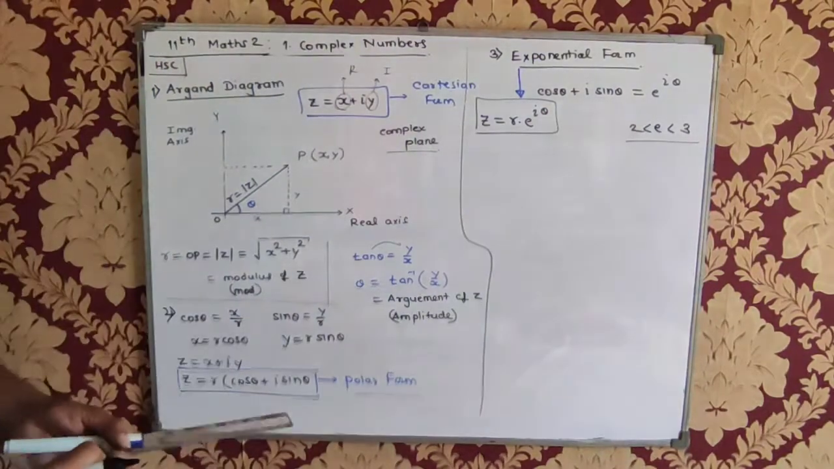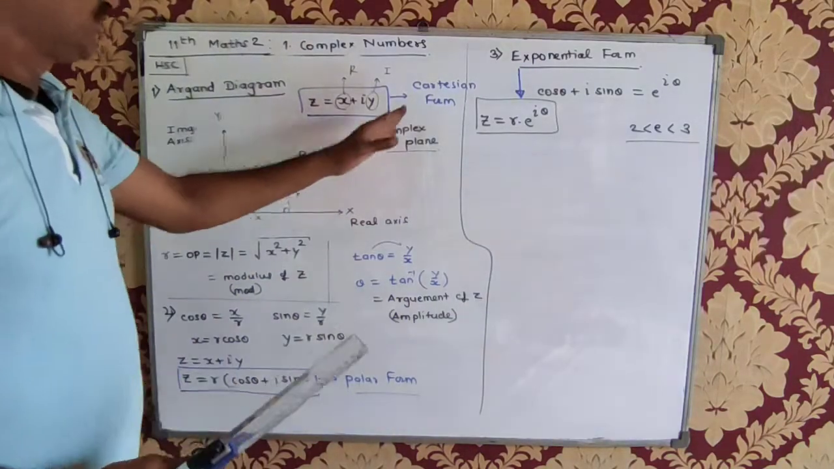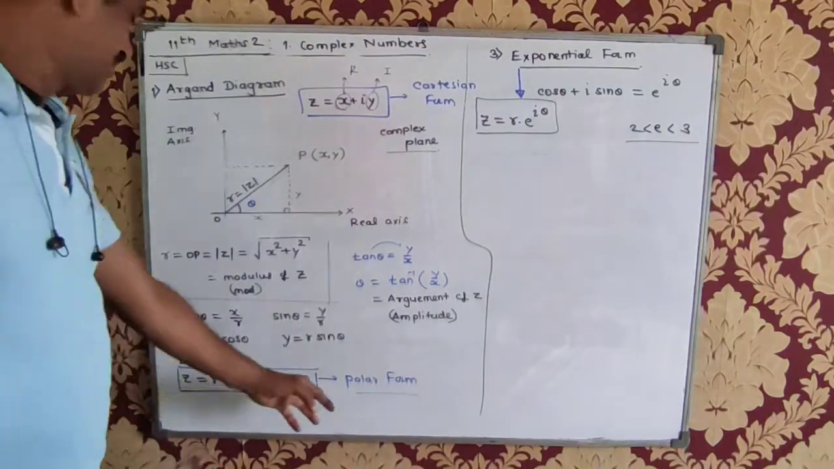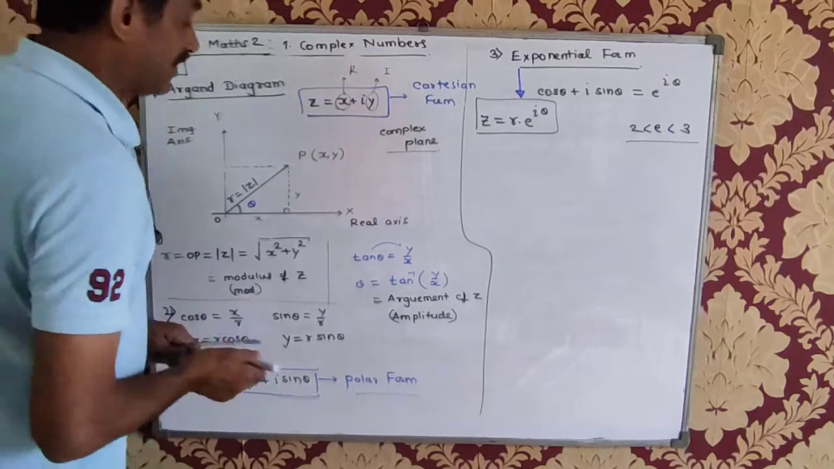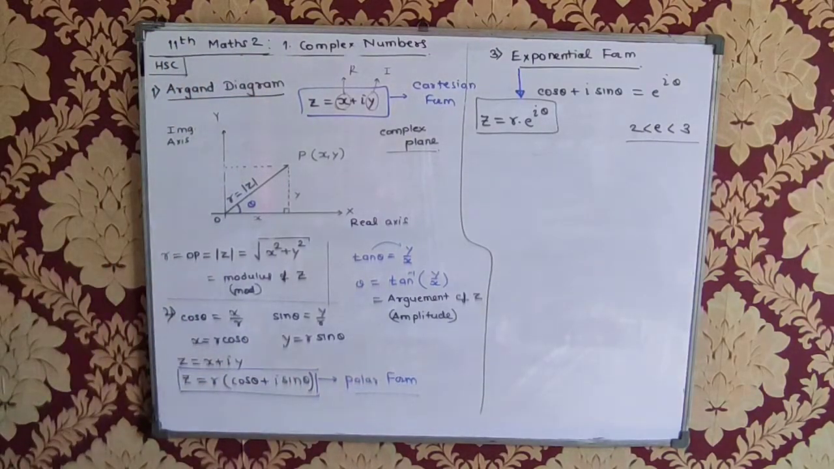So the complex numbers are denoted here in three different forms. One is the Cartesian form, the second is the polar form, and the third is the exponential form. Is this clear? Any doubts about that? This total diagram is called the Argand diagram. Okay?